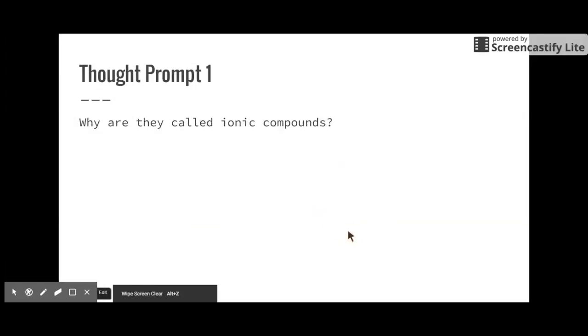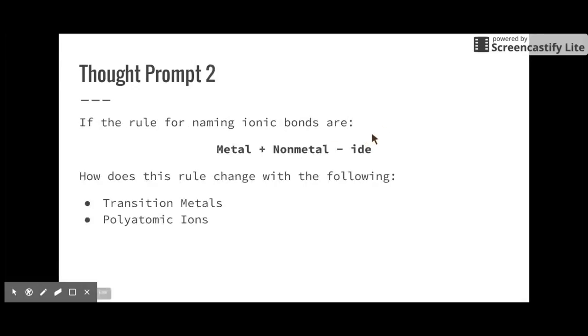All right, extra thought prompts. So thought prompt number 1, why are they called ionic compounds? Kind of really ridiculous, but think about the word ionic. Ionic means an atom with a charge, and they're called ionic compounds because we deal with atoms of opposite charge. So we have positive metals combined with negative nonmetals.